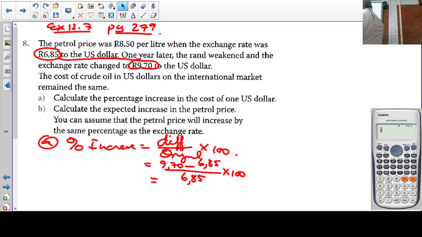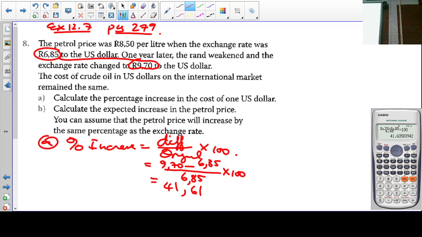9 Rand 70 minus 6 Rand 85 cents. Okay, so it's over 6 Rand 85 cents times 100. So then it gives us a percentage increase of 41,61%. 41,61%. Okay. You all understand? Yes.